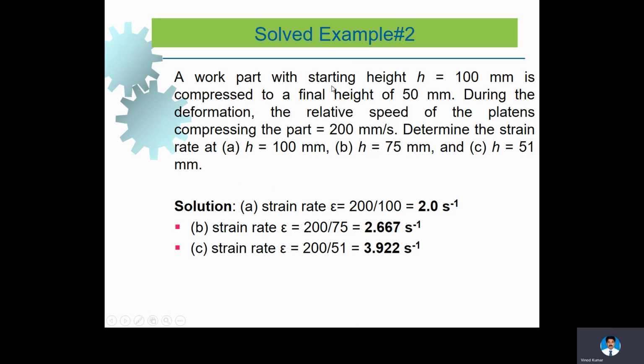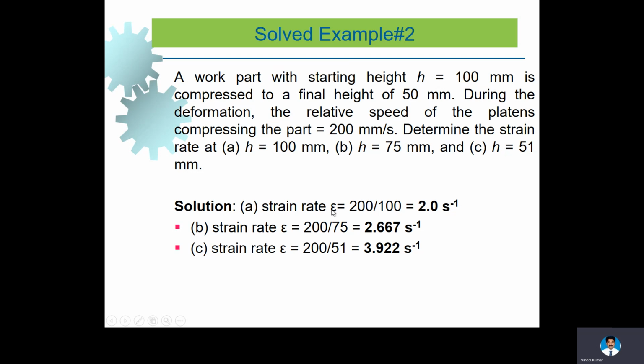We have one more example here. A work part with initial height h of 100 mm is compressed to a final height of 50 mm. So the initial height of the work part is 100 mm, and the final height is reduced to 50 mm. During the deformation, the speed of deformation, the velocity, is given as 200 millimeters per second. Determine the strain rate. The height is initially 100, then becomes 75, and then 51.